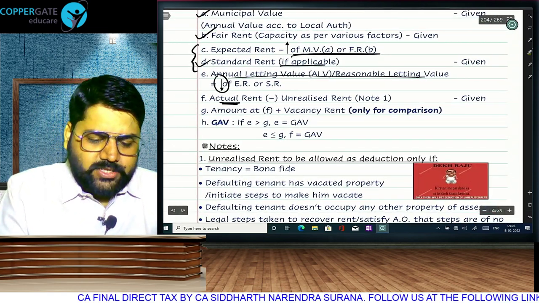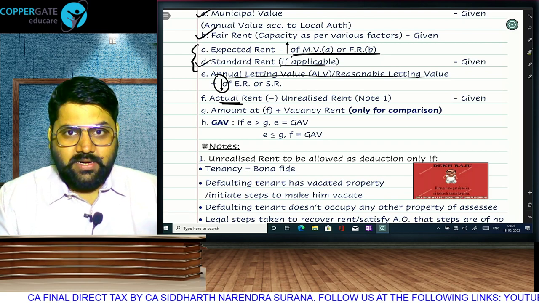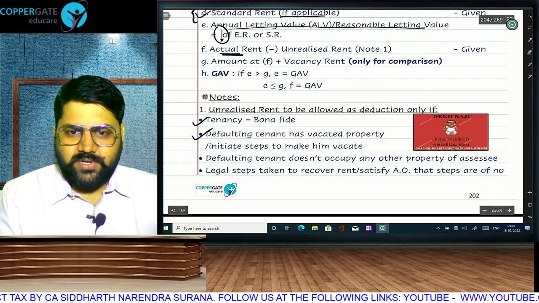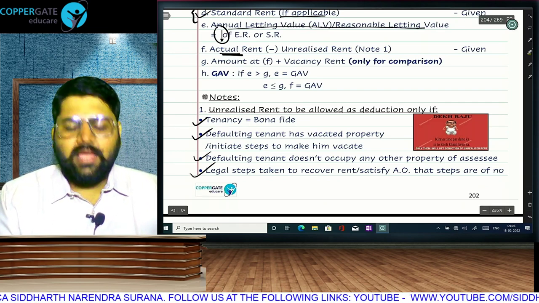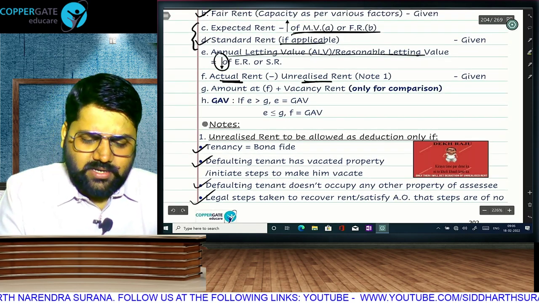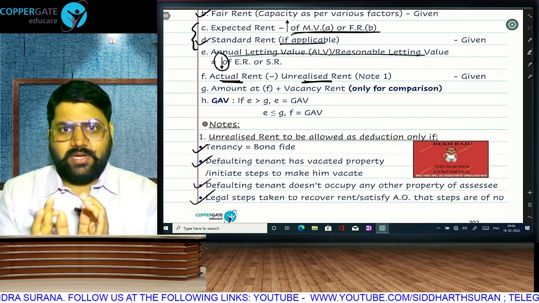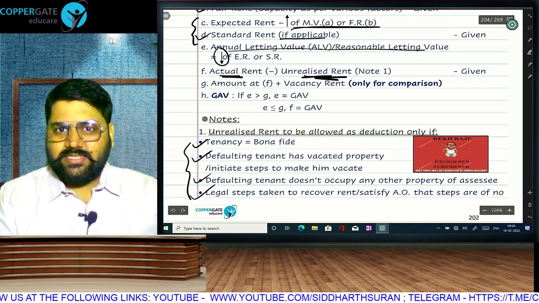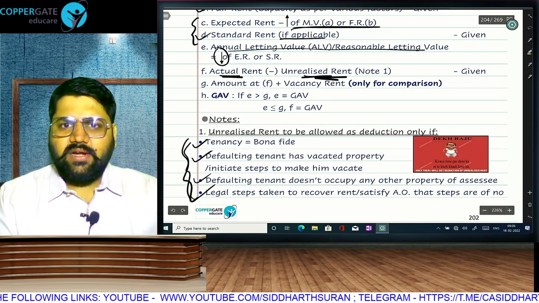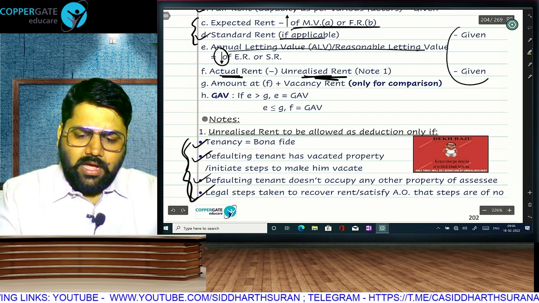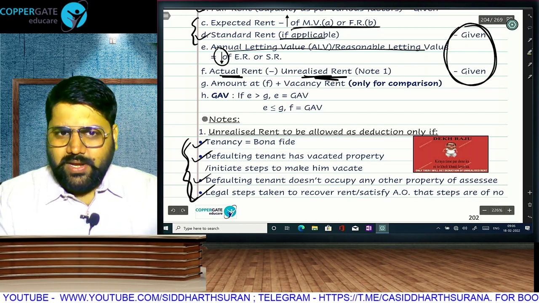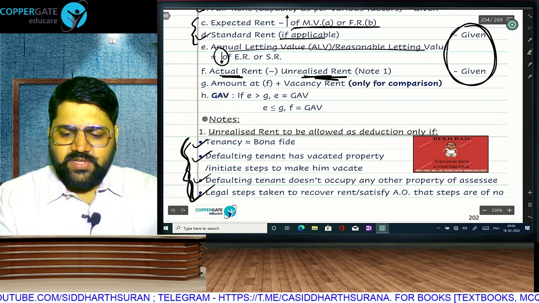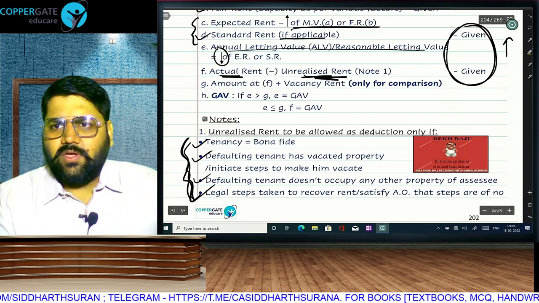Now you find out the actual rent, the actual rent receivable from your tenant, and if you fulfill these conditions, that the tenancy is bona fide, the defaulting tenant has vacated your property, he does not occupy any other property, you take legal action to recover, then you get a deduction of unrealized rent and you can take actual rent received. So actual rent you have to take, received or receivable. If these conditions are fulfilled, then give deduction and take received rent. If the conditions are not fulfilled, don't give deduction and take receivable rent. And finally, out of these two, ALV or actual, whichever is higher. Actual can be received or receivable based on condition. Whichever is higher will be your GAV.